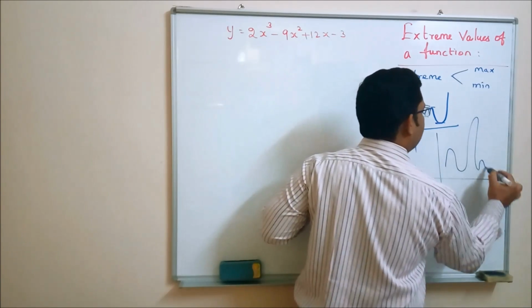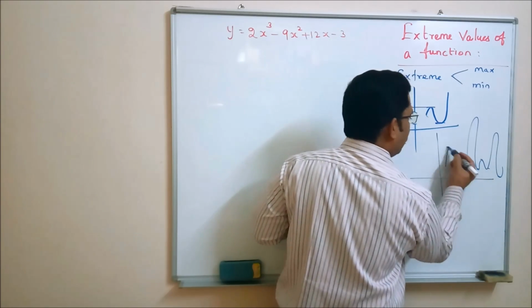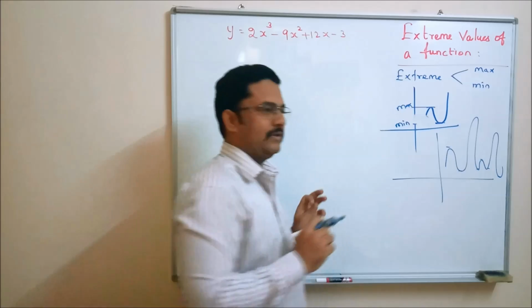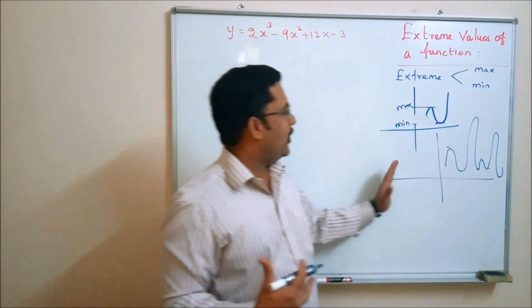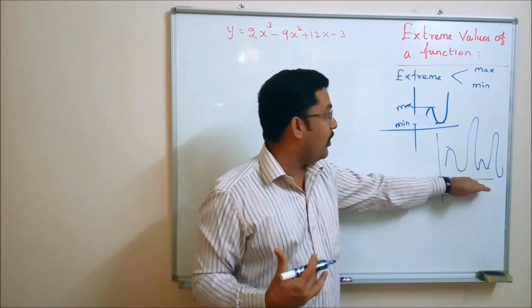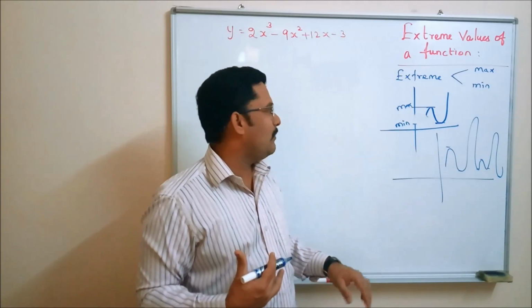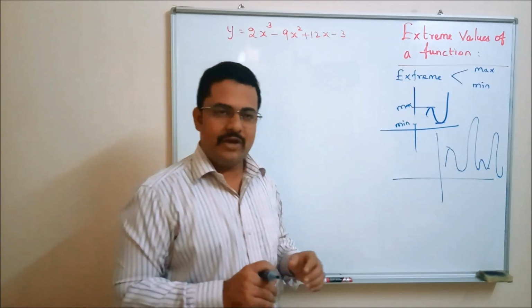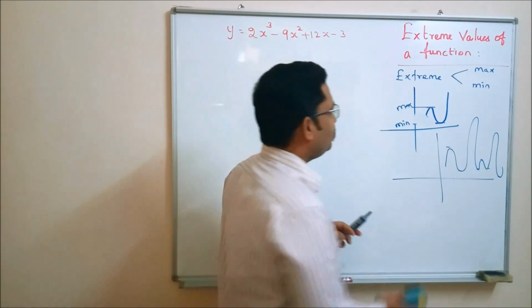Suppose our curve is like this, and we will have many maxima and minima in different intervals. If we try to find the maximum or minimum for the whole curve, we call it a global maximum or minimum. If it is in a particular interval, then it is a local maximum or minimum. In this lecture, we are going to discuss the local maxima and minima.